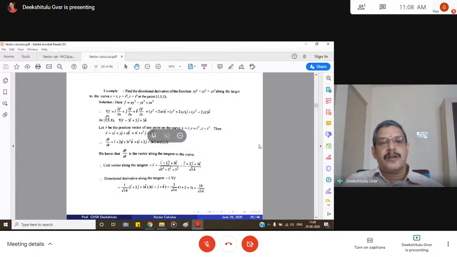So first, grad f dot the normal vector, we want a unit vector. Grad f is i ∂f/∂x + j ∂f/∂y + k ∂f/∂z. If you differentiate this with respect to x, y, z, this is what we get. Grad f at (1, 1, 1) is so and so. Then the position of any point on this curve is given by x = t, y = t², z = t³, and the position vector is xi + yj + zk, or ti + t²j + t³k. So the tangent is given by dr/dt, which is always along the tangent.